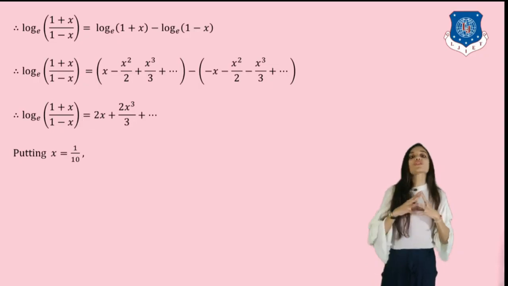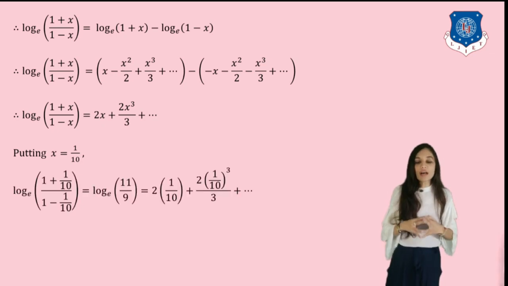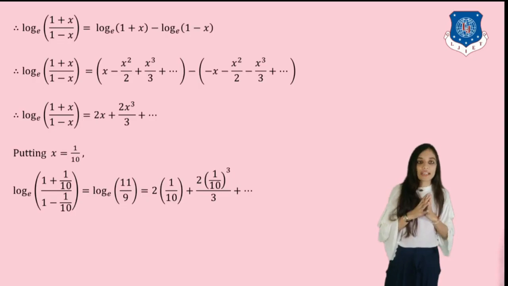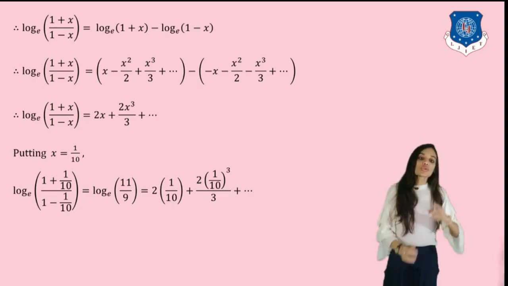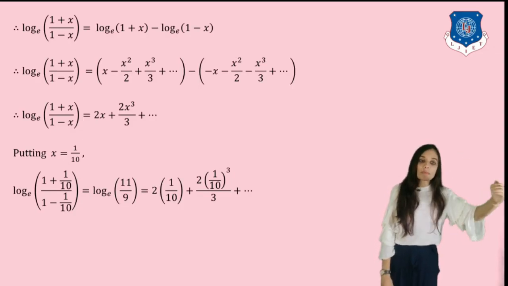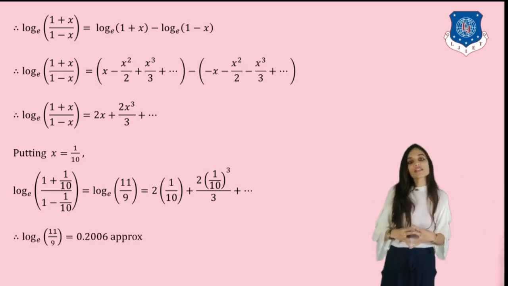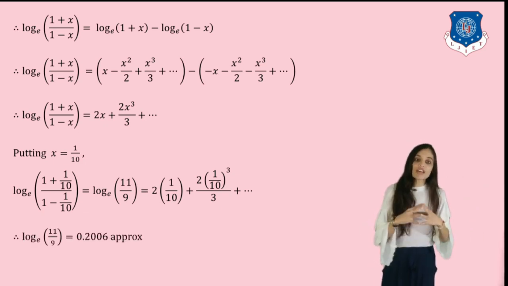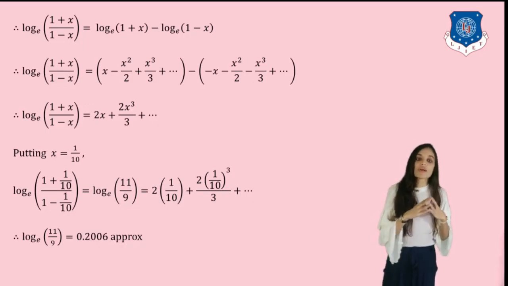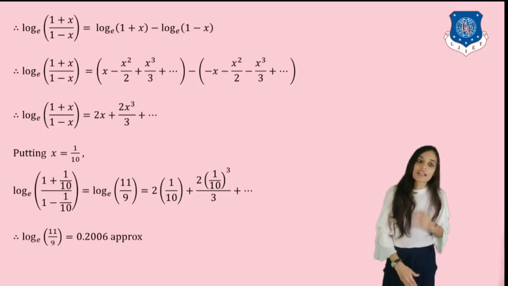So putting x is equal to 1 upon 10, we will get log (1 plus 1 upon 10) upon (1 minus 1 upon 10), that is equal to log 11 by 9. So that is equal to 2 into 1 upon 10 plus 2 into (1 upon 10) whole cube by 3 plus, and so on. Calculating with the calculator normally, or pressing just ln 11 by 9 in your scientific calculator, you will get the answer as 0.2006 approximately. So this is our answer of log 11 by 9.